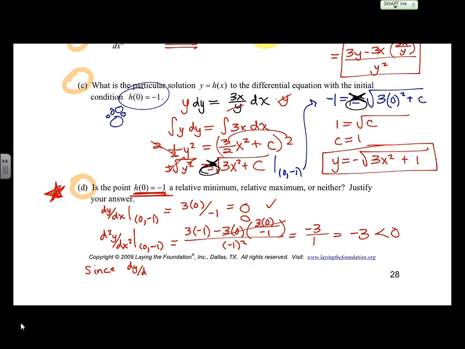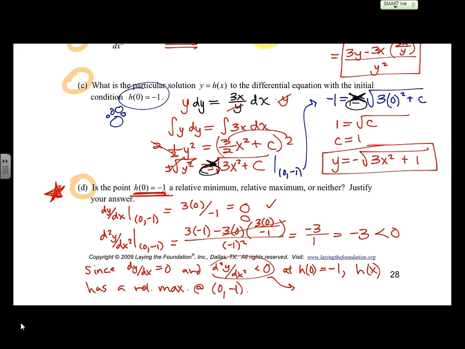Since dy dx equals 0 and d squared y over dx squared is less than 0, at h of 0 equals negative 1, h has a relative max at 0, negative 1. If you want to flesh this out and say that indicates that h is concave down at that point, you can. You can give more explanation if you want to. They don't need it, but you can.